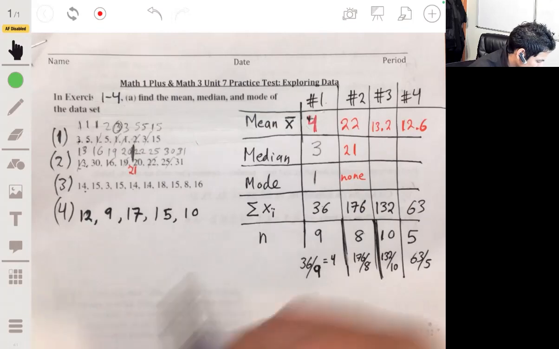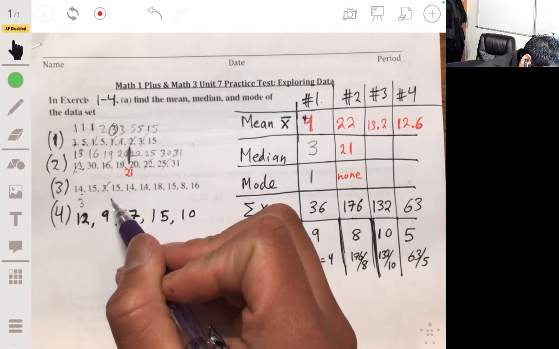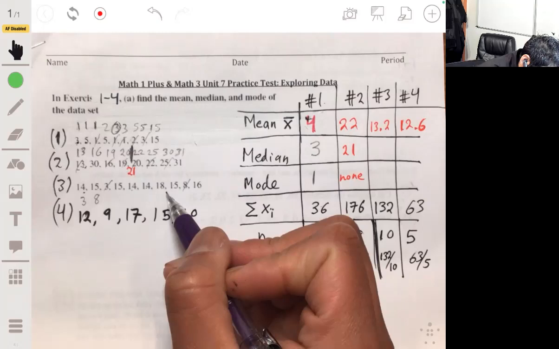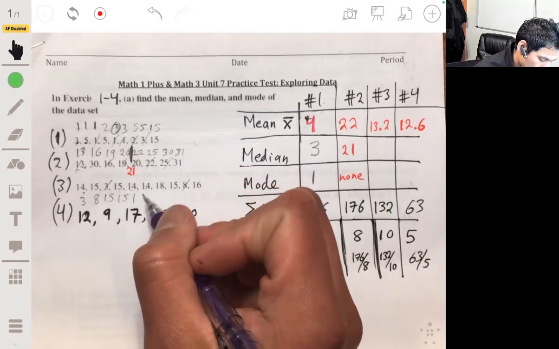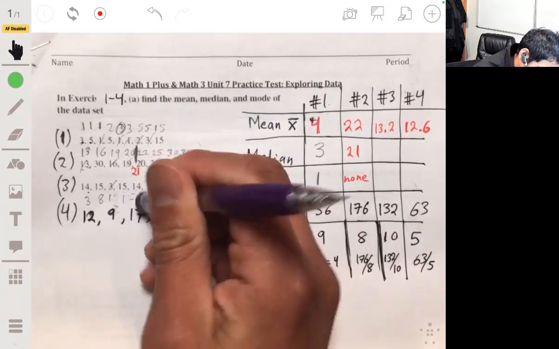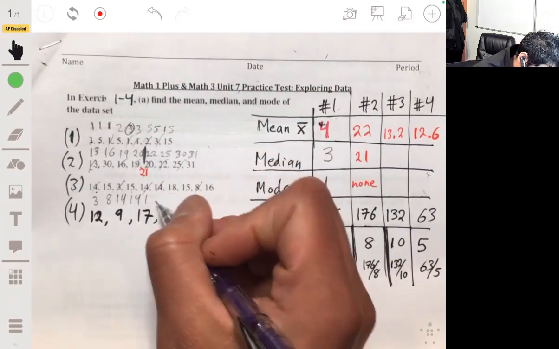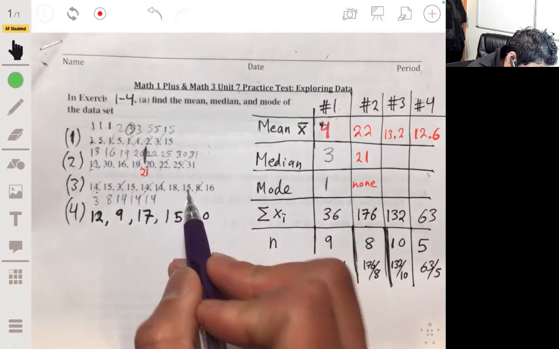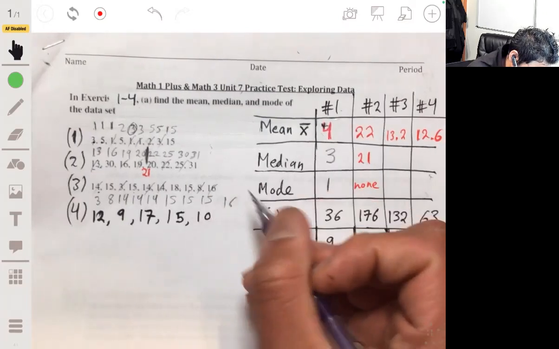All right, problem 3, what's the median? Putting these in order: 3, 8, then 14, 14, 14, then 15, 15, 15, then 16, and then 18.